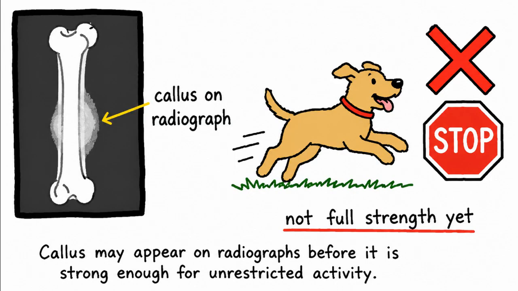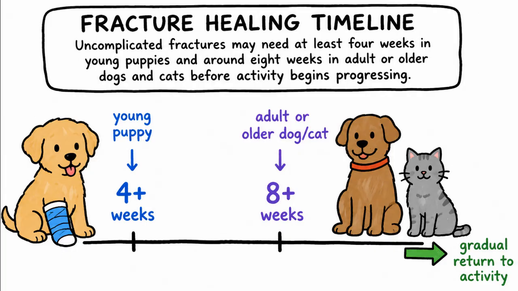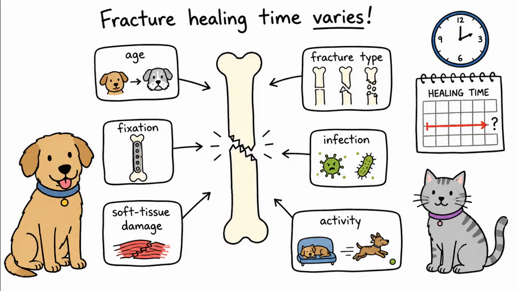A callus may appear on radiographs before it is strong enough for unrestricted activity. As a broad veterinary guide, uncomplicated fractures may need at least 4 weeks in young puppies and around 8 weeks in adult or older dogs and cats before activity begins progressing. The true timeline varies with age, fracture type, fixation, infection, soft tissue damage, and activity.